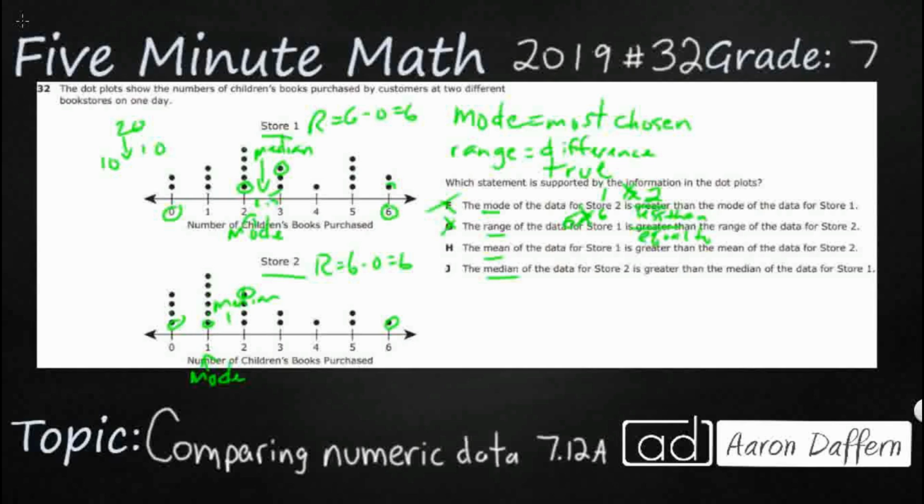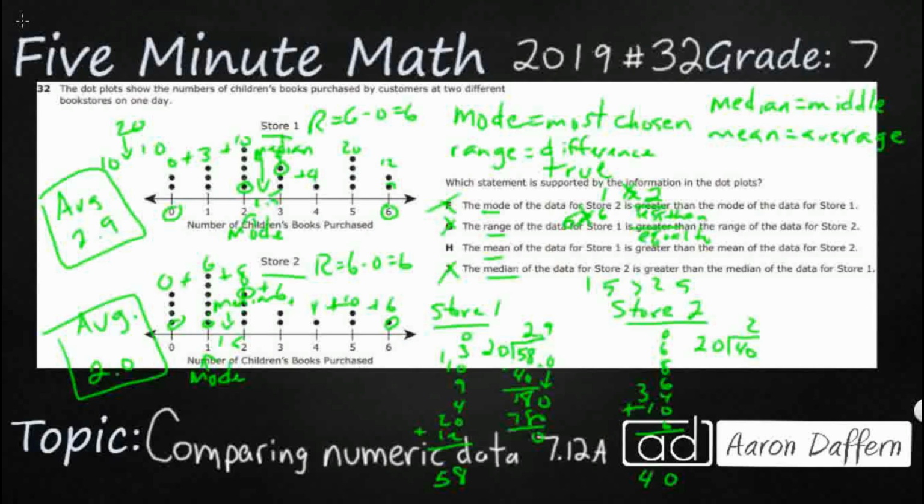It's 1.5. So they say the median of data for store 2, 1.5, is greater than the median of the data for store 1, 2.5. No, that is incorrect. So let's check our H, and that takes the most work. The average is when you find the mean, and the average for store 1 is 2.9. The average for store 2 is 2.0. So the answer here is H.